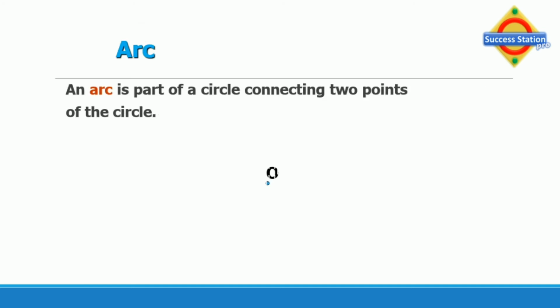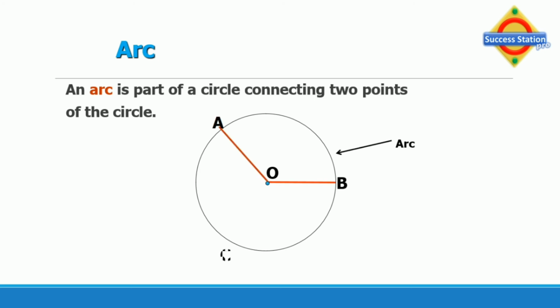Next, arc. What is an arc? Any part of the circle. Now here, you can see ADB is a part of a circle. I'm only talking about ADB, this part. Right? So this is a part of the circle, and ADB is somewhat like this. This is a part of the circle and it is called an arc.